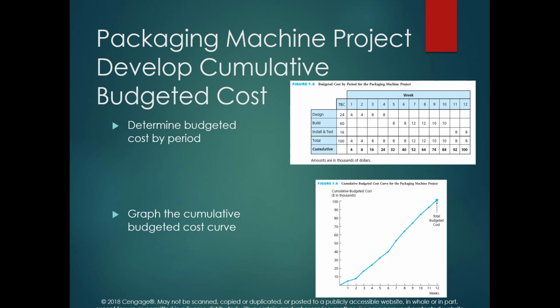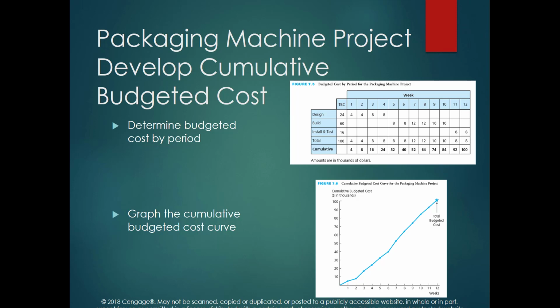So we compute the total and the cumulative of the cost, then we represent this graph as a time phase. For example, in week number one, we spent $4. So you can plot this point on the graph. Then in week two, we spent $8. Week three, $16, and so on. So you plot these points on the graph, and you create the cumulative budget cost. This graph represents how much budget we are going to spend in which week. And basically at the end of the project, we are going to meet the total budget cost.